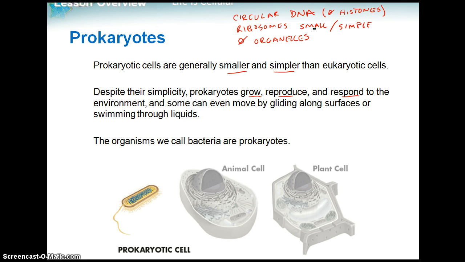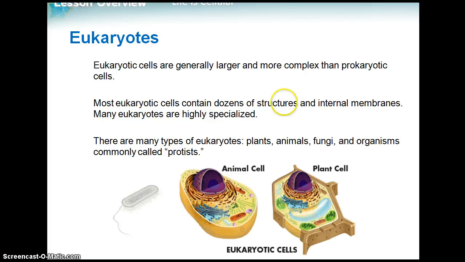If we take a look at our eukaryotes, eukaryotes are generally larger and more complex, all right, and they're going to contain dozens of different structures called organelles. All right, and eukaryotic cells are going to be highly specialized. That means that different cells have different jobs.